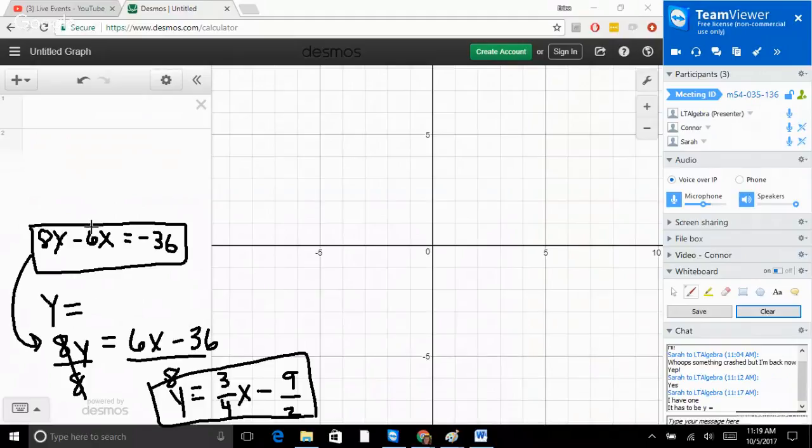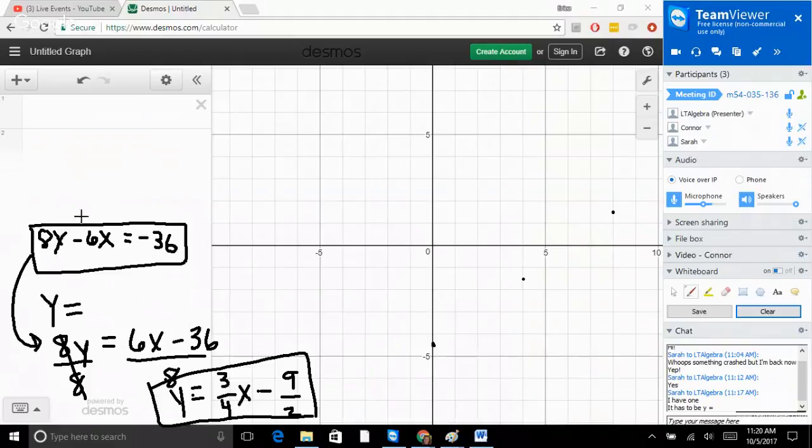The other thing is if you're graphing without a graphing calculator, graphing by hand, this equation is not going to help you out, right? You have to have it in this format to know where your y-intercept is and your slope is. So our y-intercept is at -9 over 2, which is -4.5. Just about right here, right? And our slope is 3/4. So I rise 3, 1, 2, 3, and I run 4. 1, 2, 3, 4. Okay.